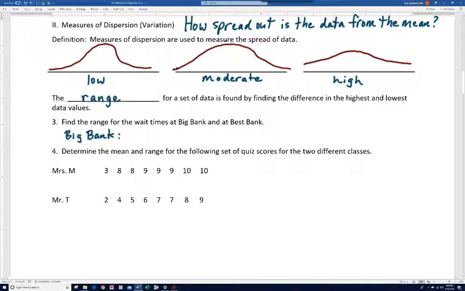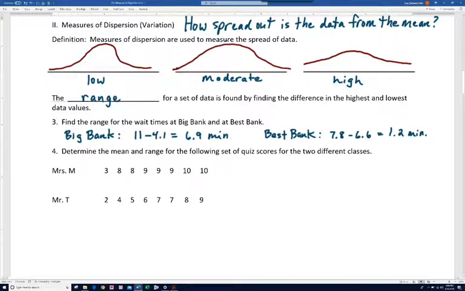So for Big Bank, if you subtract the lowest and highest wait times, 11 minus 4.1, you get 6.9 minutes. So about 7 minutes. At Best Bank, when you subtract the highest minus the lowest wait times, you get 1.2 minutes. And so you can see from the range, this is giving us more information now. You can see at Best Bank, there's less variation in the wait times.